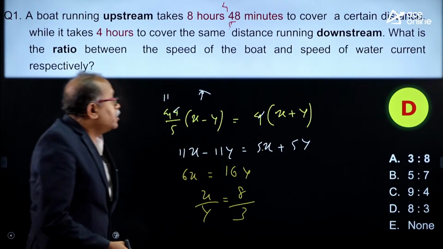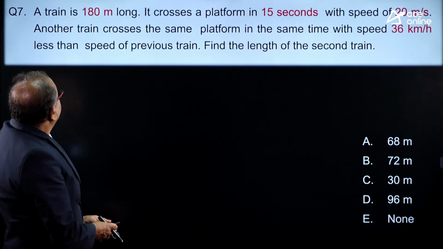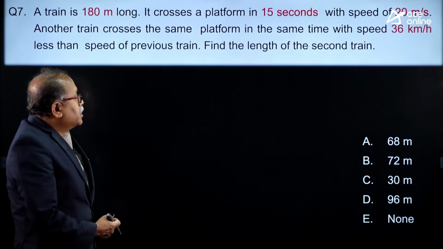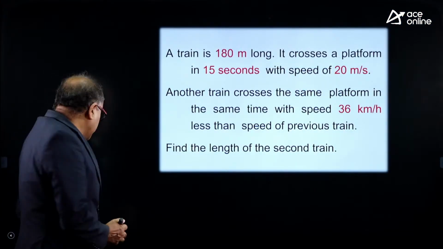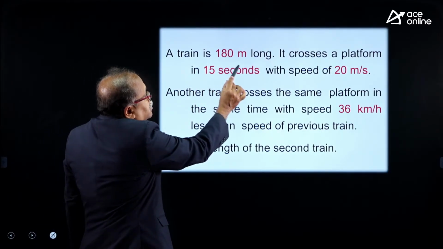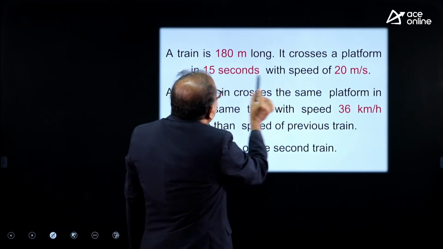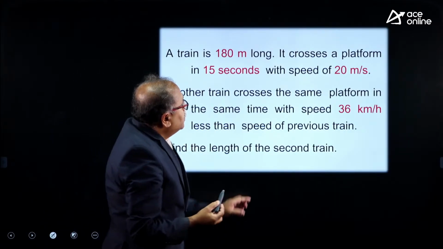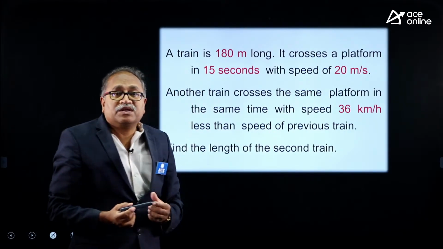Okay. Moving on to the next question, my dear friends, and it is a time and distance question. Okay, let us have a closer look at the question. What is this question all about? A train of 180 meter long crosses a platform in 15 seconds, okay, with a speed of 20 meter per second.